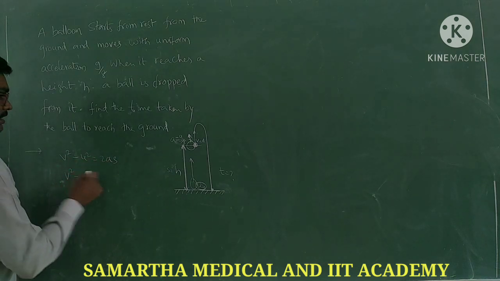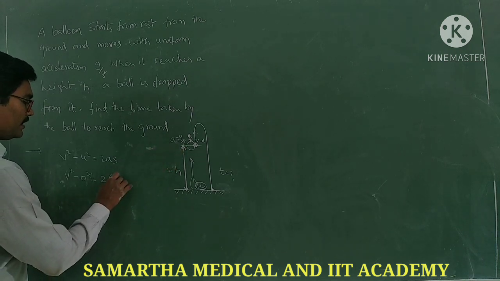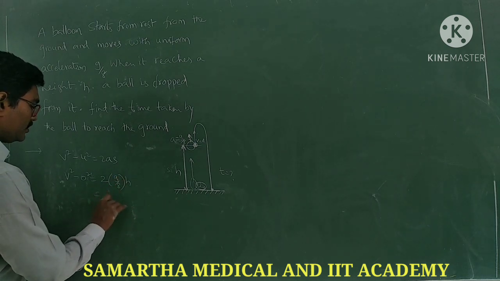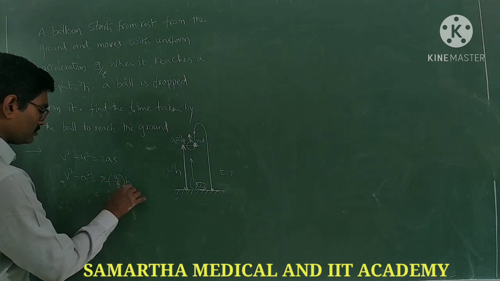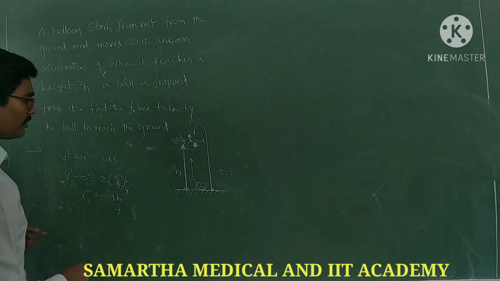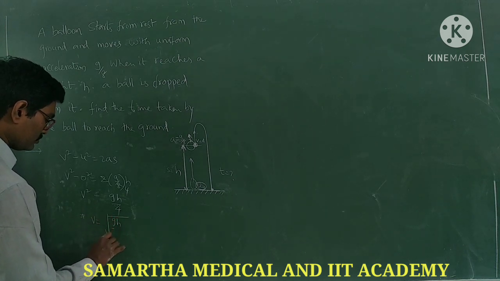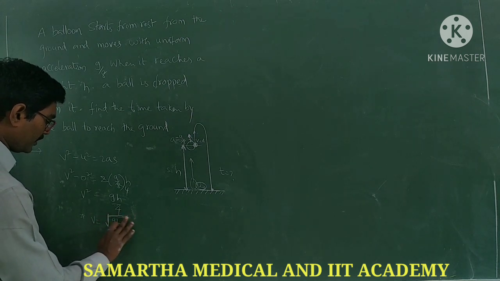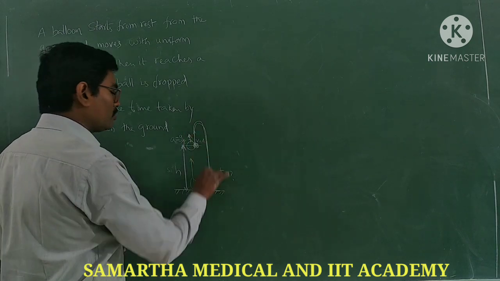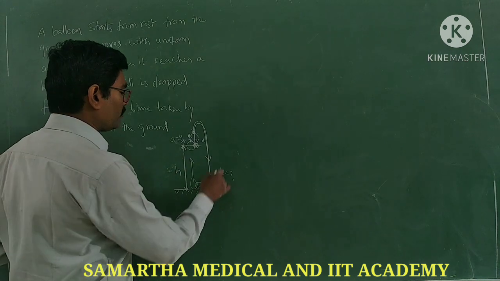So v square minus 0 square is equal to 2 into g by 8 into s, and s is h. So what is this? 2gh by 8, so gh by 4. That is the value of v square. So what is v? Root gh by 2. That is the velocity it reaches here. With that velocity this ball goes up and comes down. So I need to calculate the time it takes.